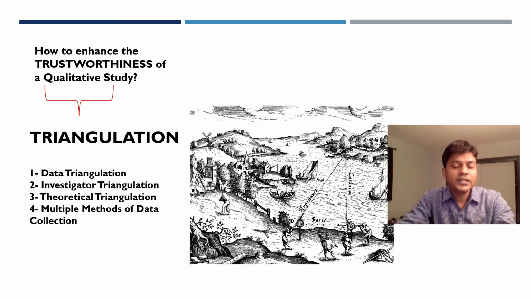The word triangulation is borrowed from navigational sciences. In navigational sciences, if you have to locate the location of a point, you make measurements from various locations through angles and distance, and then you calculate the exact location of the point. In social science research, we use the word triangulation to refer to the trustworthiness of a qualitative study. Now, triangulation is of four kinds: data triangulation, investigator triangulation, theoretical triangulation, and multiple methods of data collection. We are going to talk about each one of these triangulation methods to enhance the trustworthiness of a qualitative study.